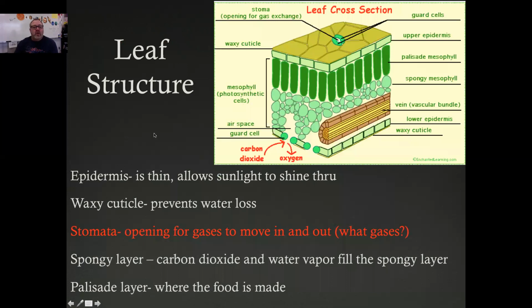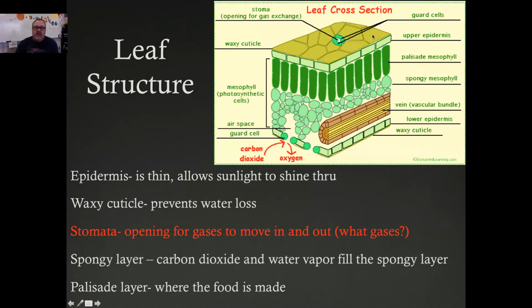This is what the leaf actually looks like. We looked at a picture of the cross section of the leaf in the previous chapter, but we'll go over it again here. The epidermis, kind of like humans also have an epidermis, is the thin outer layer on the outside of the skin. It's really thin, and it allows the sun to shine through. Then there's a waxy cuticle right on top of the epidermis, this light green stuff. That helps to prevent water loss. Obviously plants want to hold on to as much water as they can. Sometimes some of it has to be released as a waste product of cellular respiration.